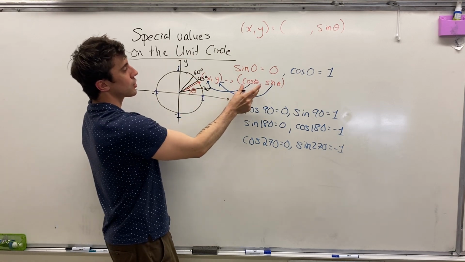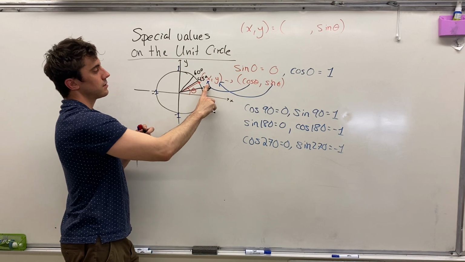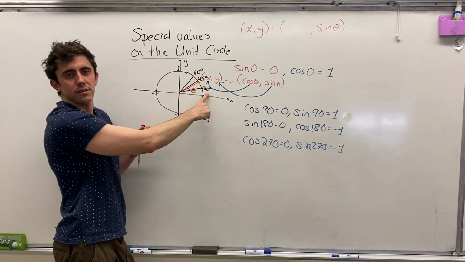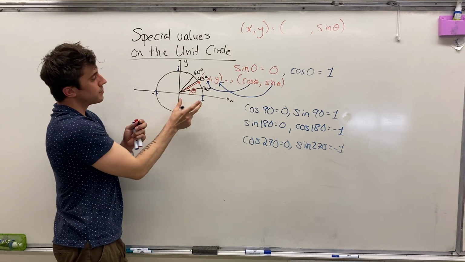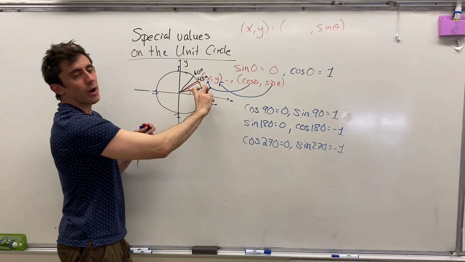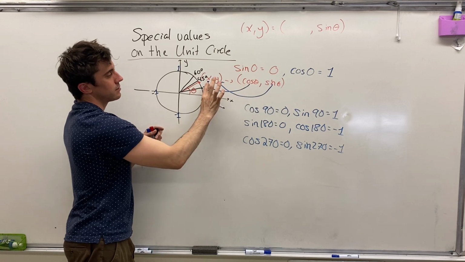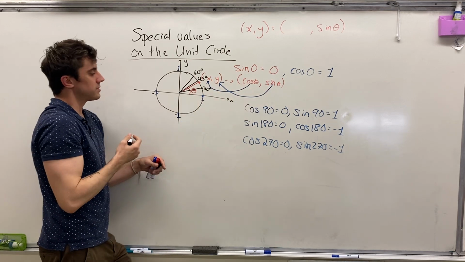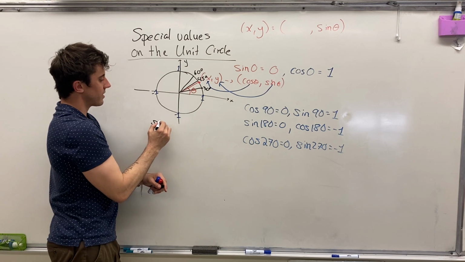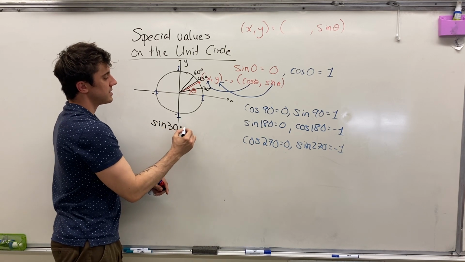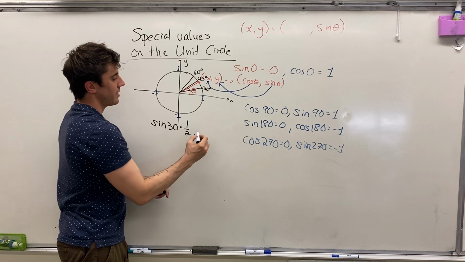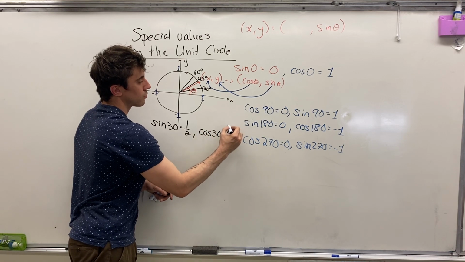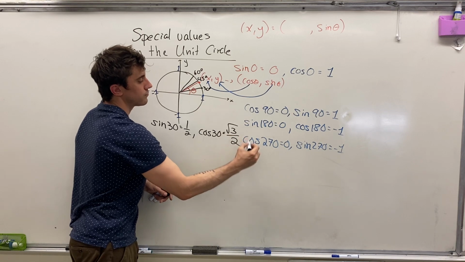And so, since cos of theta is x, and sine of theta is y, cos should be bigger than sine at this point. We can see that visually because the x coordinate has to be greater than the y coordinate. And so the cos of theta has to be greater than sine of theta. It's the only way that this makes sense. And we do see that that is the case. So we have that sine of 30 is equal to 1/2, and cos of 30 is root 3 over 2.